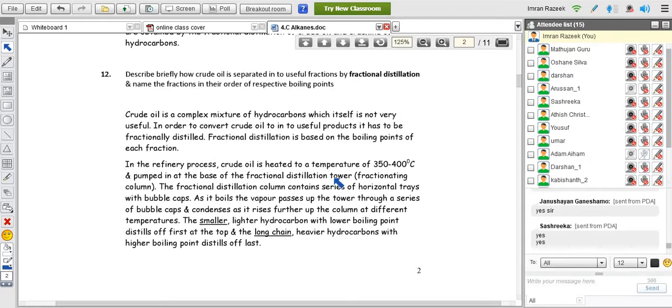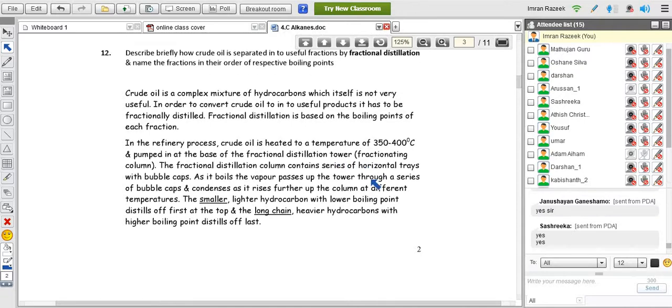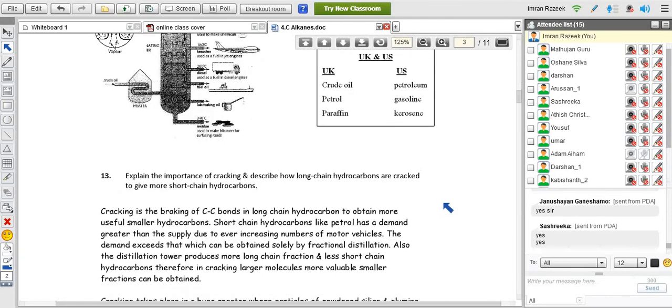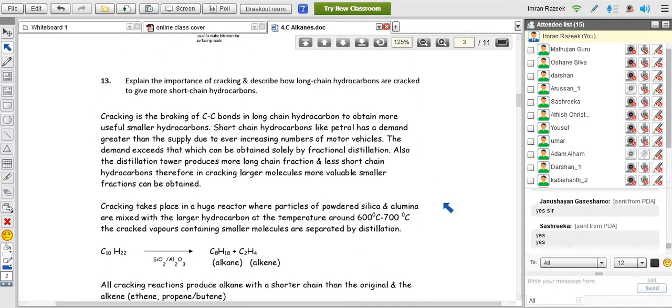The fractional distillation column contains a series of horizontal trays with bubble caps. As it boils, the vapor passes up the tower through a series of bubble caps and condenses as it rises further up the column at different temperatures. The smaller, lighter hydrocarbons with low boiling points distill off first at the top. The long chain heavy hydrocarbons with higher boiling points distill off last.